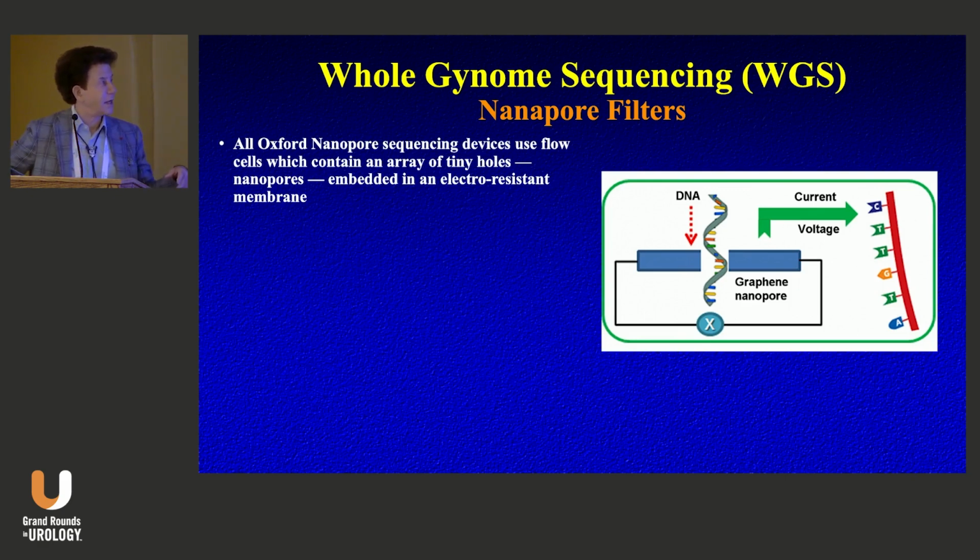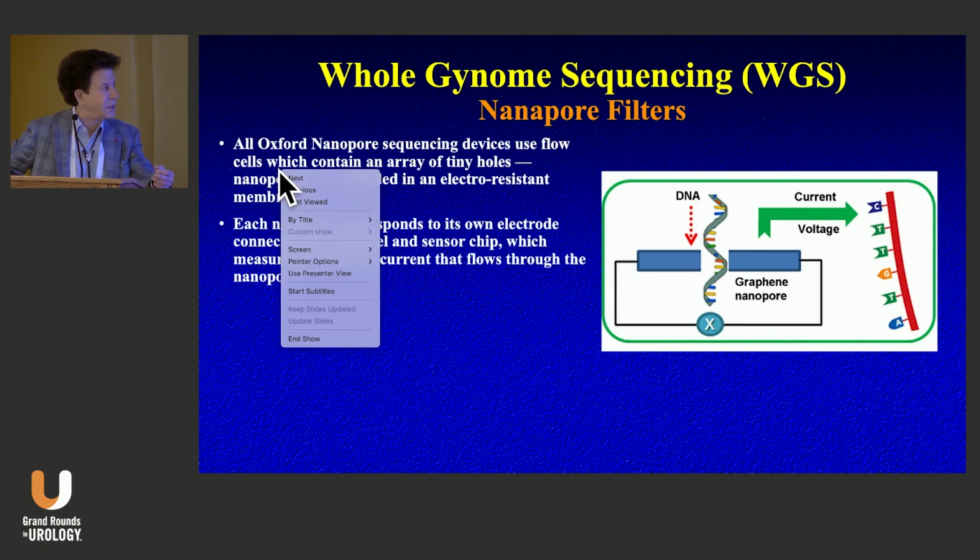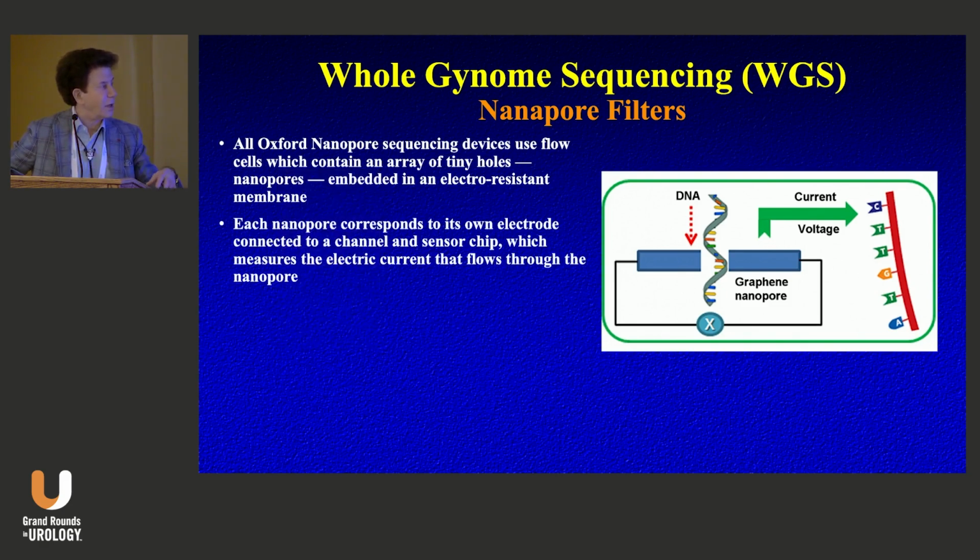It's a very sophisticated technique, but what they do is they buy these nanopore filters, and these filters are actually membranes, electroresistant membranes, and they have tiny little microscopic holes in them, hence they're called nanopores. You can kind of see the little space between the blue bars over on the right. And what he does, he extracts the DNA and then layers it on, and each nanopore hole corresponds to its own electrode connected to a channel and sensor chip, which measures the electrical current that flows through the nanopore. So as these base pairs flow through, the nanopore filter identifies what the base pair is.